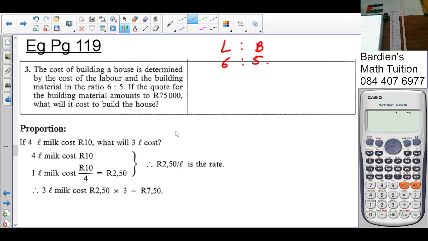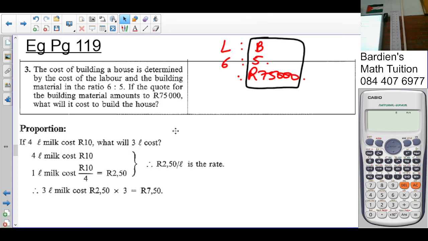Also, if the quote for the building material is 75,000 rand, where do I put the 75,000 rand? Under the building material. What will it cost to build a house? So in other words, what do I need to calculate? The labor. But to calculate the labor, I need to know the cost per unit. So do that first, and then you work out the total.